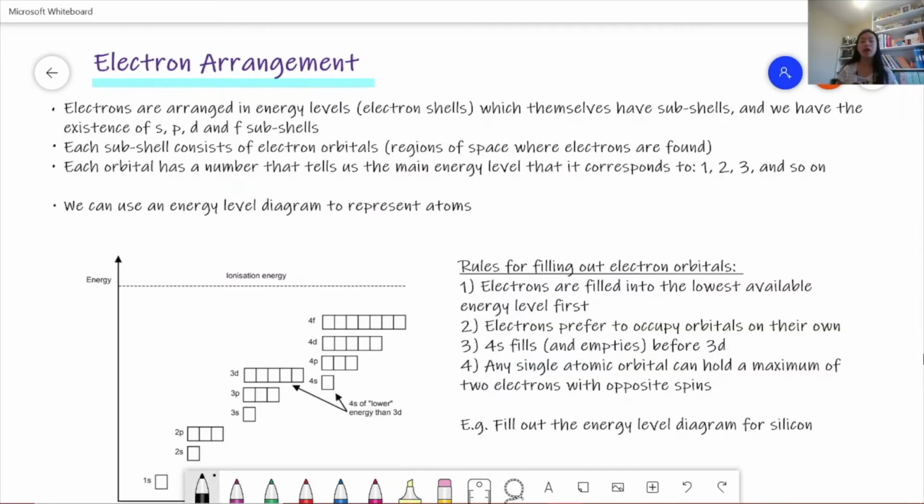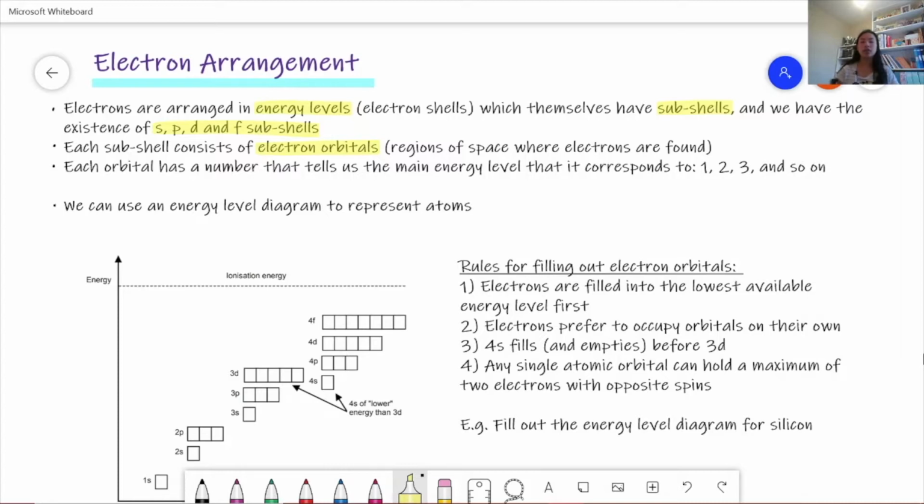So now we're going to talk about electron arrangement. Electrons are arranged in energy levels, or electron shells, which we've seen before at GCSE. And these energy levels actually have subshells. We have the existence of s, p, d, and f subshells. And each one of these subshells then consists of electron orbitals. Orbitals are just regions of space where electrons are likely to be found.